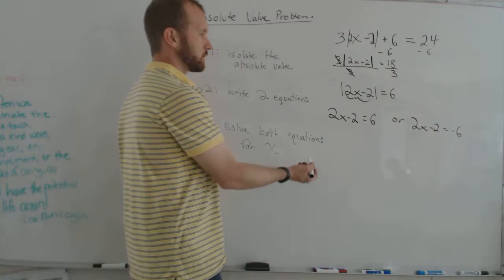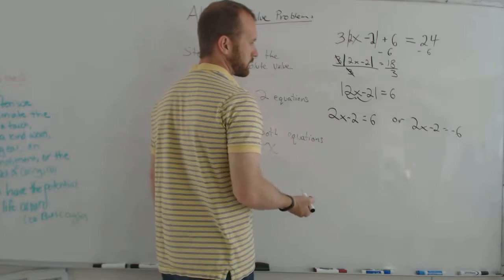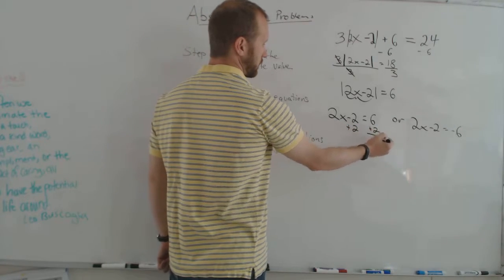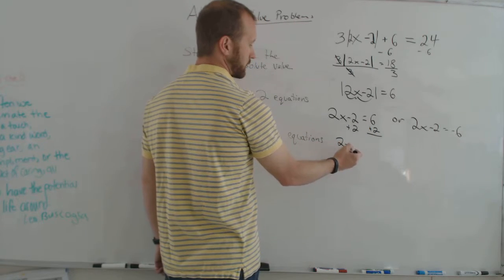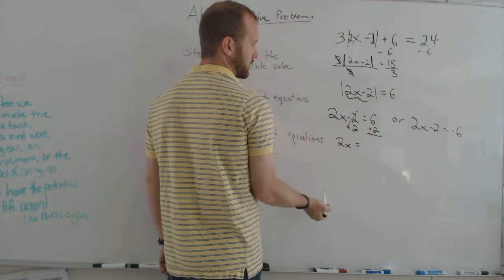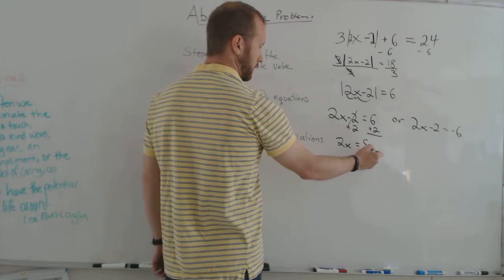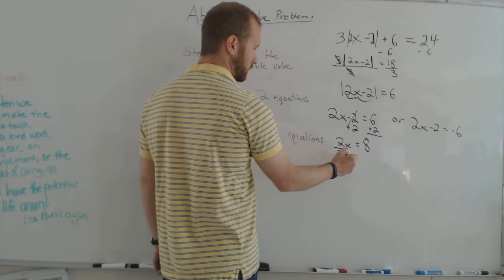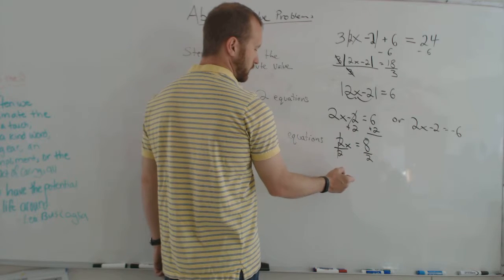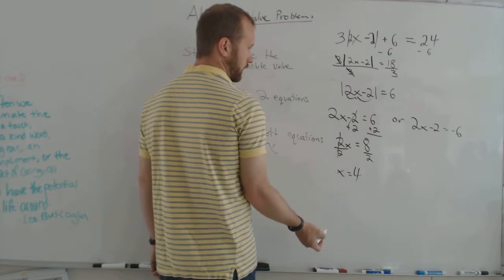How do I solve this first one? 2x minus 2 equals 6. You add 2 to both sides. Now I have 2x equals what? 6 plus 2? 8. 2x equals 8. Divide both sides by 2. X equals 4.